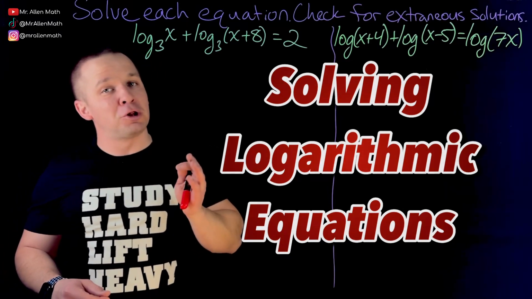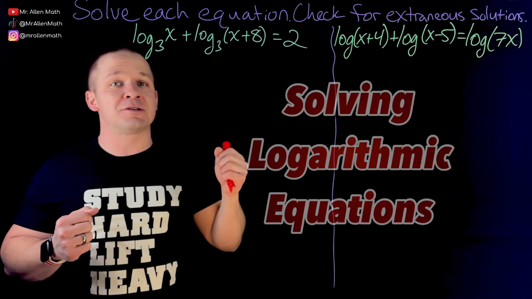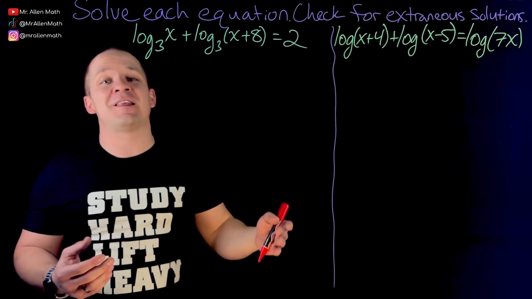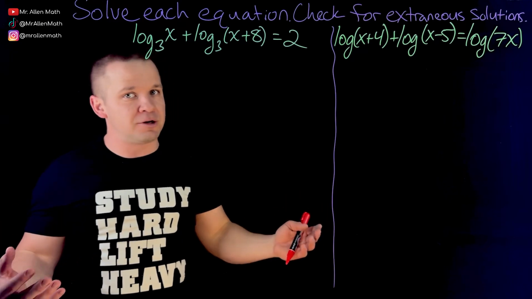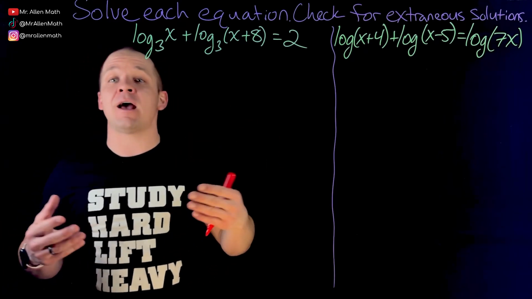Mr. Allen is about to solve a couple logarithmic equations in this video. And of course, you've got to check for extraneous solutions anytime you're dealing with a function that has domain restrictions, and logs do. You can't take the log of 0 or negative numbers. So we'll check that in the end after solving.